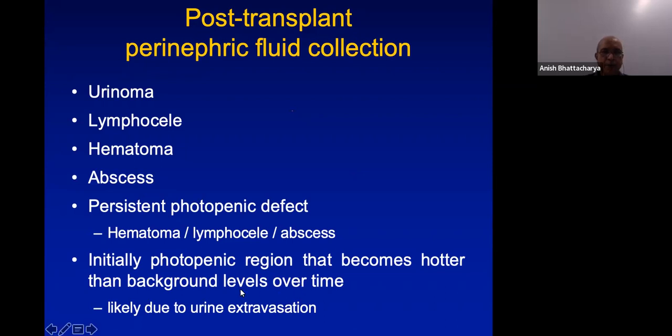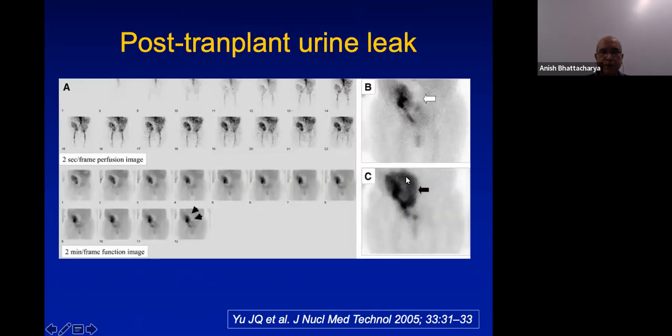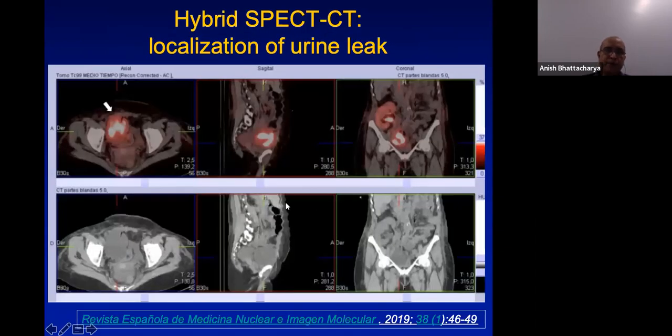In a urine extravasation, an initially photopenic area will become hotter over time, like this. So initial transplant kidney, good perfusion, good function, and then you see this photopenic area in the region adjacent. There's a halo-like thing, which over time fills up with tracer. So this is a urine leak communicating with the collection adjacent to the kidney. If you have SPECT-CT capabilities, they will show you elegantly the collection along with the anatomical delineation.